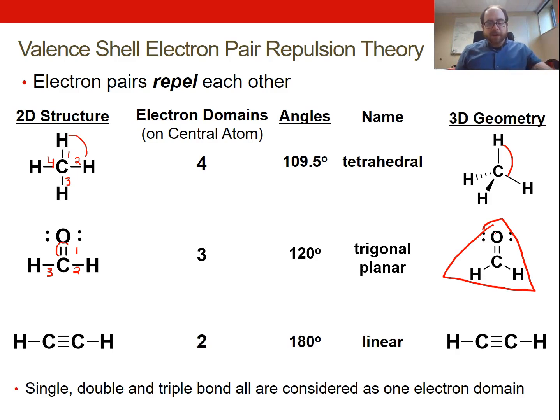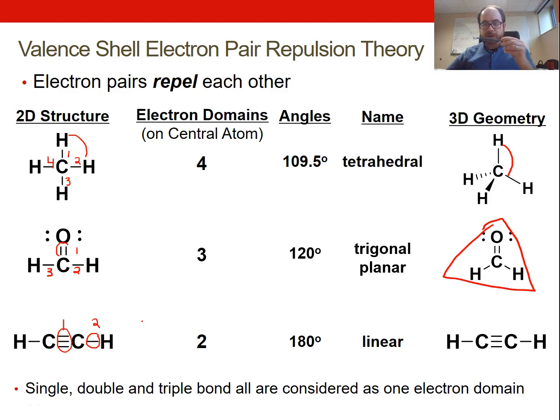My last area here is essentially if I have 2 electron domains around a central atom. So this is acetylene, which has a carbon-carbon triple bond. Again, I can identify the different electron domains that exist here. If I look at this carbon here, I have 1 electron domain, which is my entire triple bond, and I have the second electron domain, which is the carbon-hydrogen bond. So again, that's 2 electron domains.